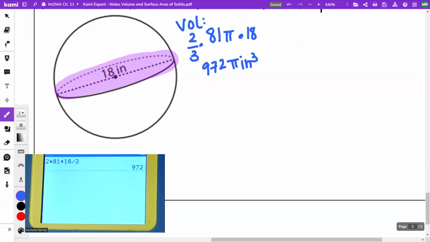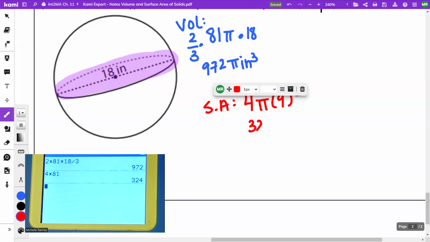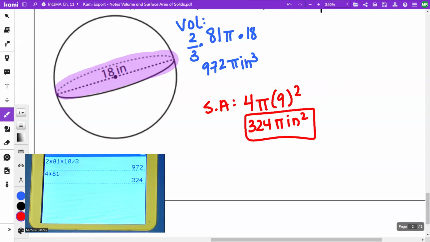Now for my surface area, it's 4 times pi times your radius, which is 9 squared. So 4 times 81, I end up with 324 pi inches squared. So hopefully that helps you out.